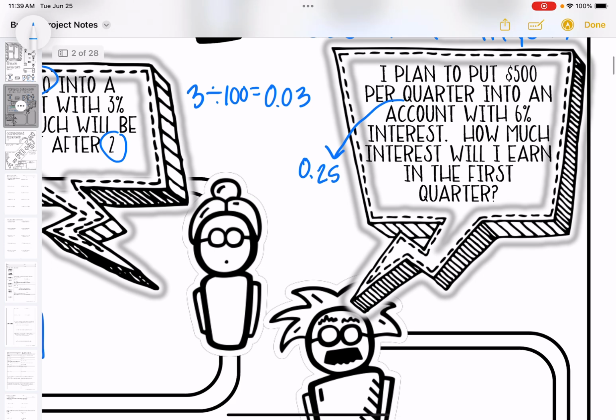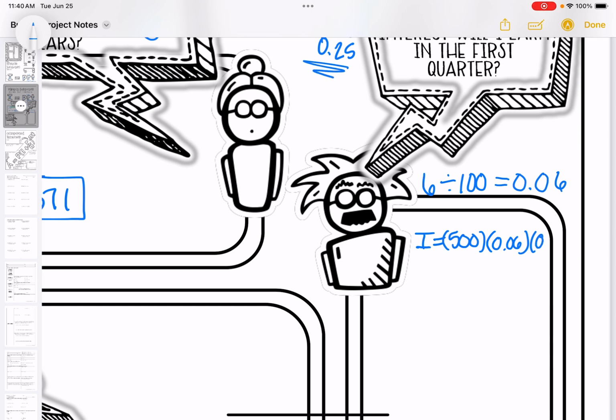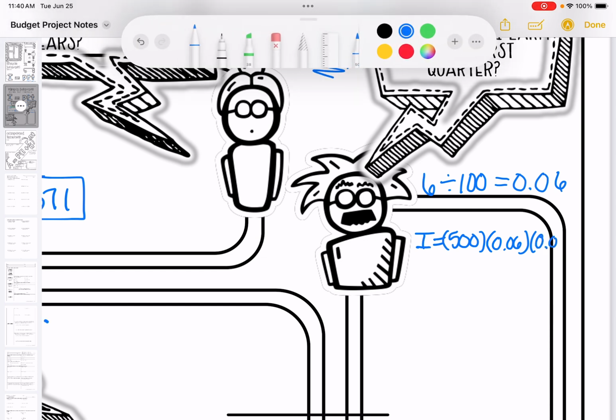All right, so again, we're trying to find our I. So our initial amount that we put in there is $500. It has a 6% interest, so I do 6 divided by 100. That gives me 0.06. And then time is in years, so a quarter of a year I just gave you was 0.25.